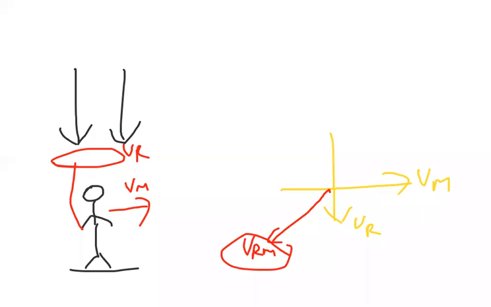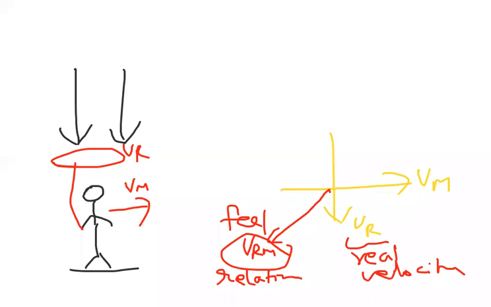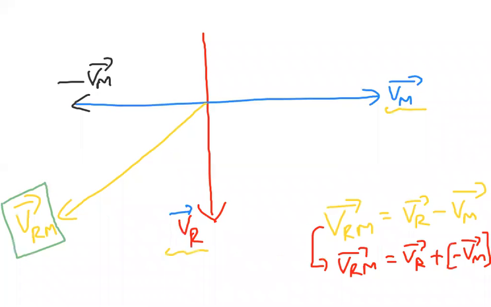This relative velocity is what we feel. VR is real velocity, and VRM is relative velocity. Relative velocity means what we feel. So we feel rain is falling in this direction. The umbrella also has to be held like this when you are moving. If you don't hold the umbrella like that, you will get wet. So to save you from rain, in what direction the umbrella has to be held, that is the concept of relative velocity of rain with respect to man.